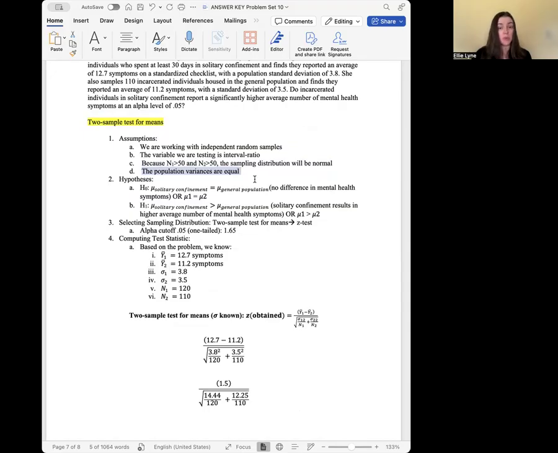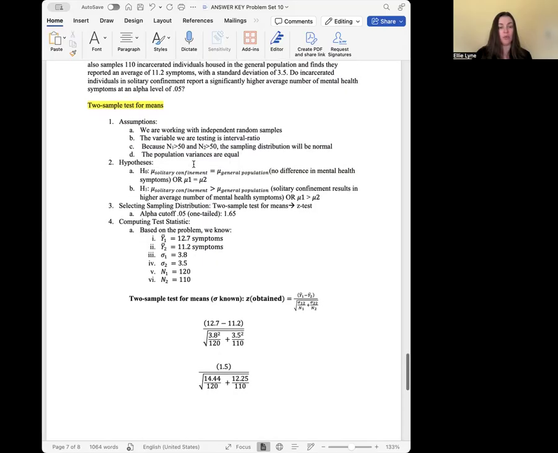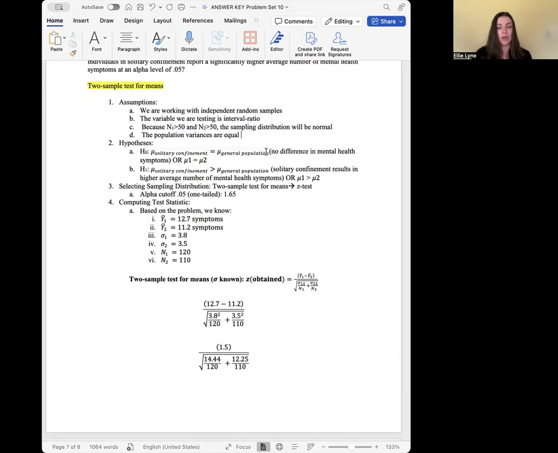So if you missed this one, please ensure that you have this written down in your notes. Again, it is exclusive to two sample tests for means, and it will not be a part of any of the other ones that you will see in this course. So make sure to note that here. Hypotheses. Let's take a look at what we're working with here.